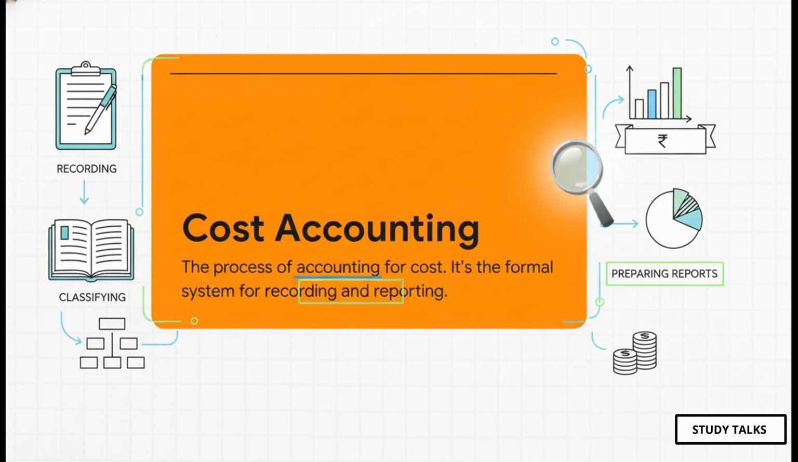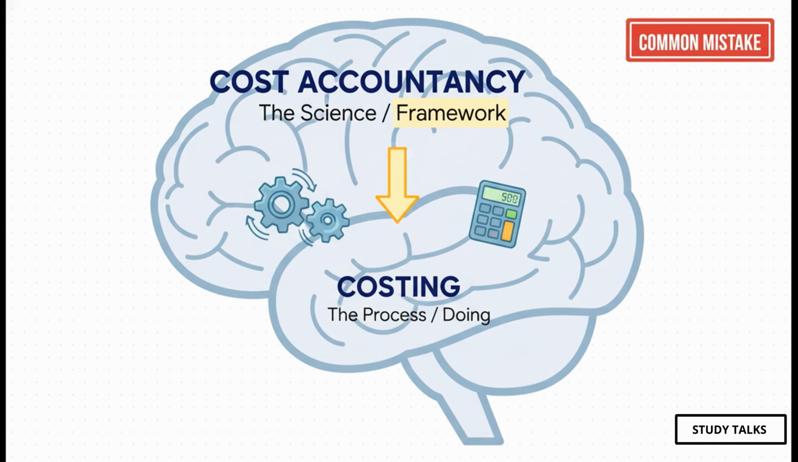So, you've used costing to figure out the numbers. Now what? Well, that's where cost accounting steps in. This is about being systematic. It's the formal process of recording all those costs, classifying them correctly, and then putting them into useful reports. You're moving from a rough calculation on a piece of paper to a proper, structured system for tracking every single rupee.